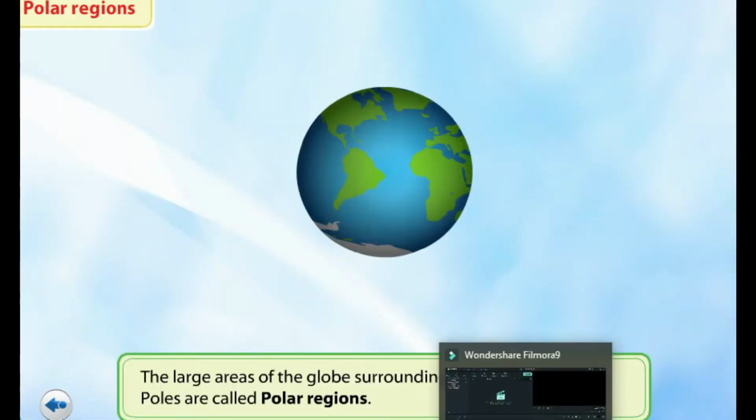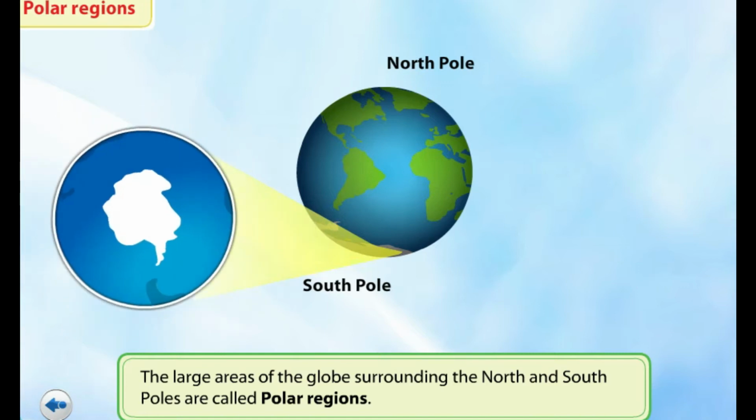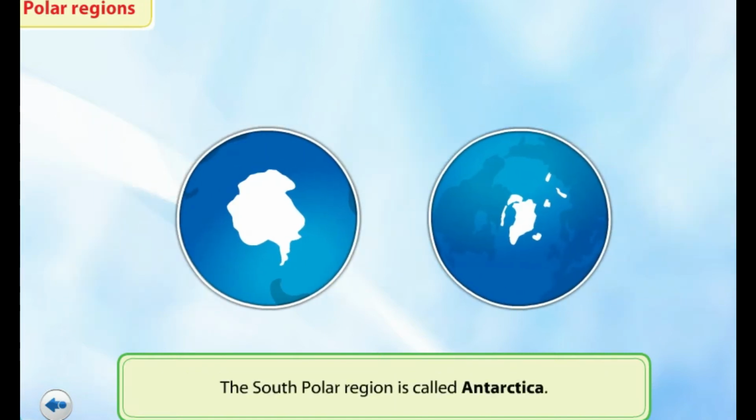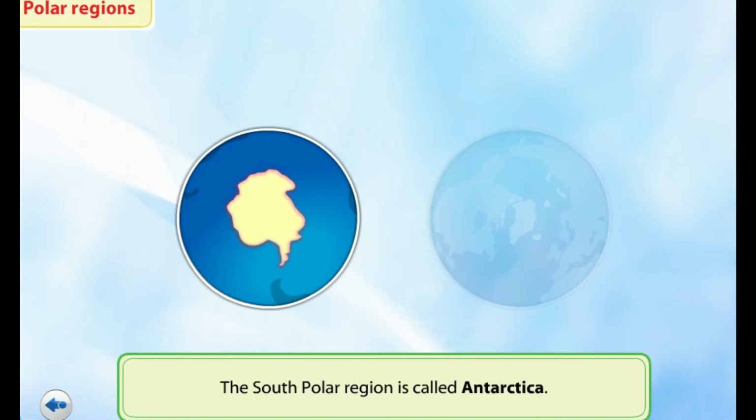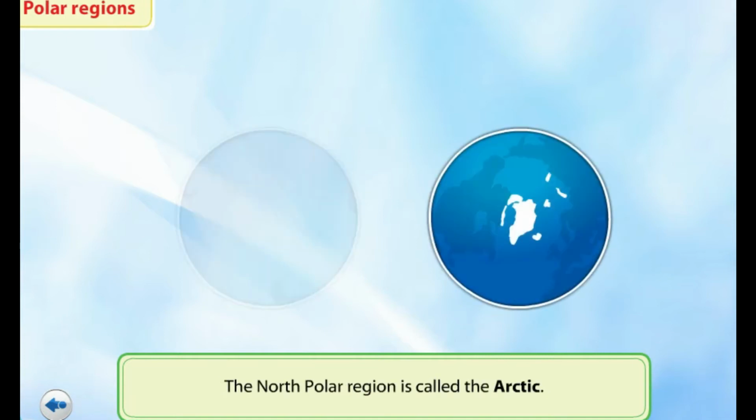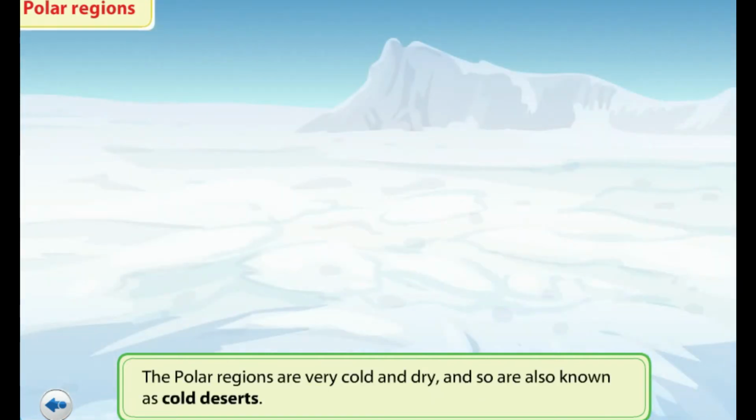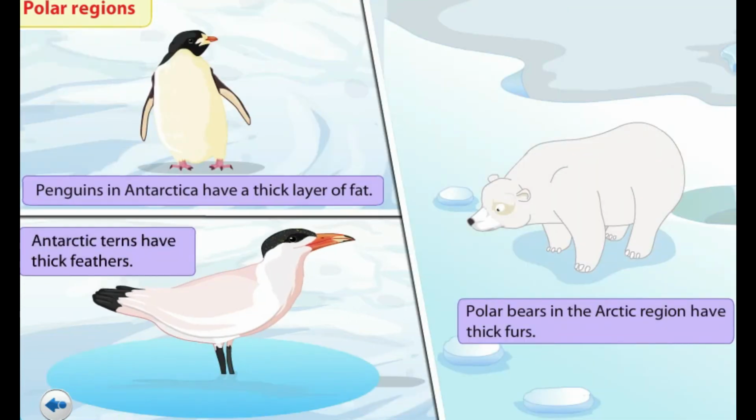The large areas of the globe surrounding the North and South Poles are called polar regions. The South Polar region is called Antarctica. The North Polar region is called the Arctic. The polar regions are very cold and dry, and so are also known as cold deserts. These polar deserts are covered with snow instead of sand. Animals that live in the polar regions have thick furs or thick feathers or a thick layer of fat to protect them from the cold.